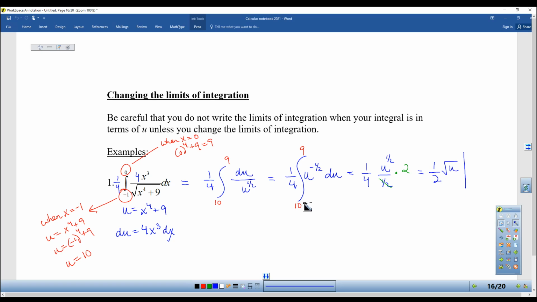Now, because I came up with new limits of integration, I actually can stop here and use my new limits of integration with my u. I don't have to convert it back to an x. Some people really like this. They're like, now I can do this. 1/2 the square root of 9 minus 1/2 the square root of 10. There was no plugging it back into this u format. You can just work directly with u. So that is 3/2 minus the square root of 10 over 2.